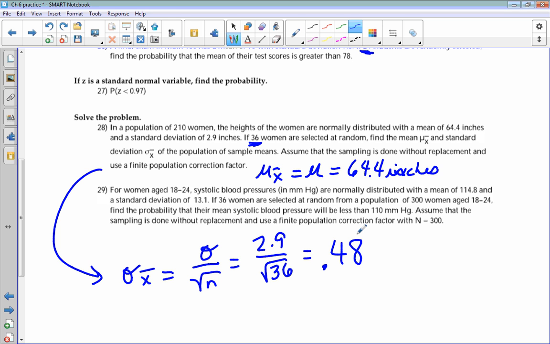Now I know on your answer key it says 0.44, but there was an error on the answer key. The answer is 0.48. The next one is very similar. We're just going to do the exact same thing we just did, and very similar to the ones above.